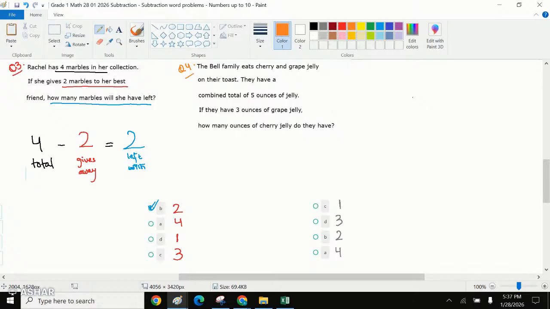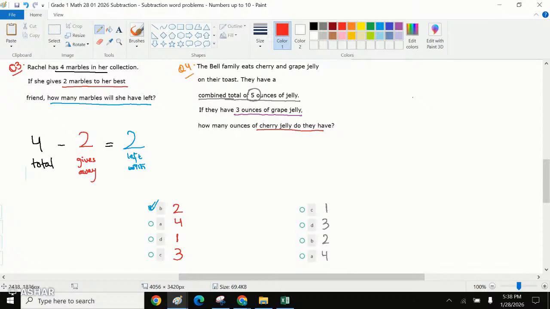What they're saying is the Bell family eats cherry and grape jelly on their toast. If they're eating jellies on the toast and they have a combined total of 5 ounces of jelly, right? Combined 5 ounces of jelly. If they have 3 ounces of grape jelly, how many ounces of cherry jelly do they have left?